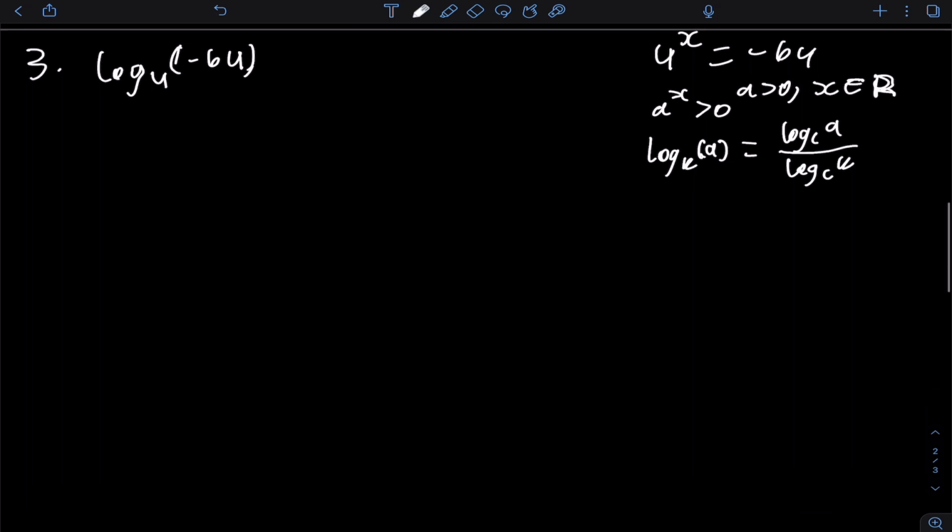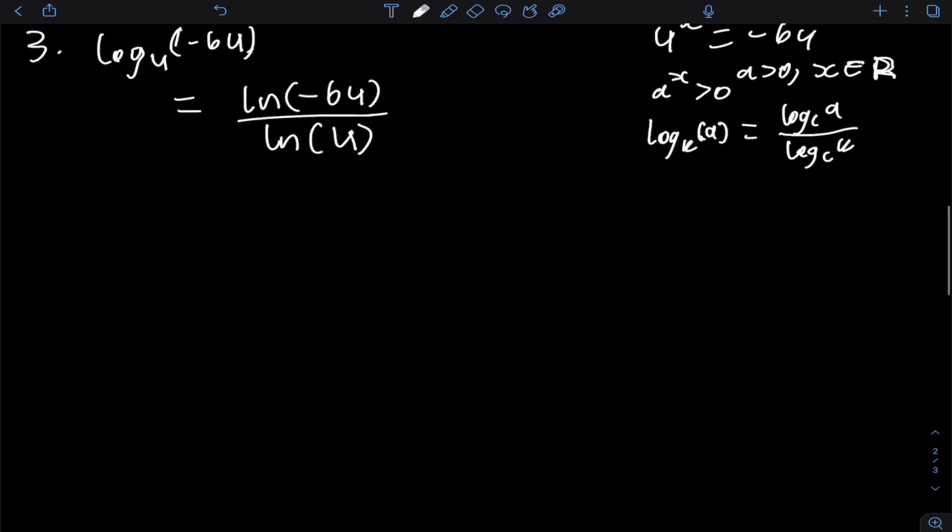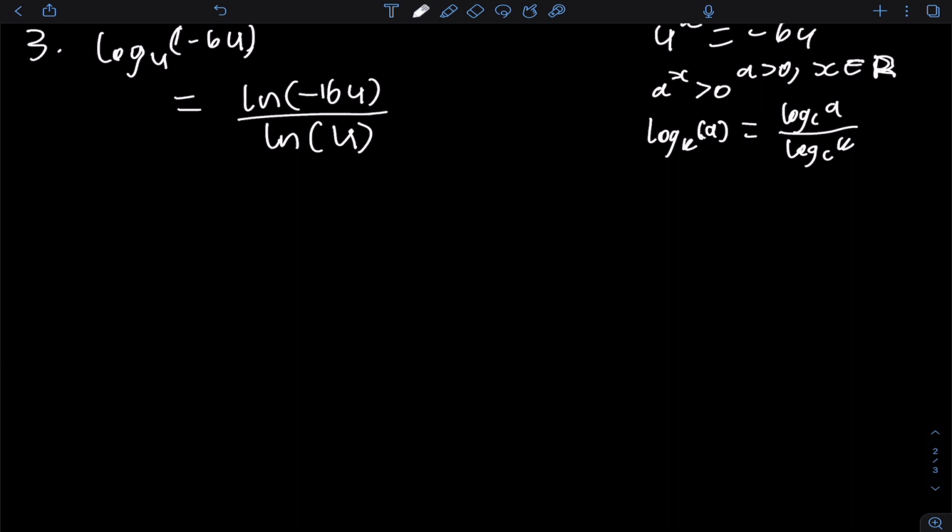So we can see that this is equal to, assuming that we've done our change of base and shown the working, the natural log of -64 over the natural log of 4. Now, what we also know is that this is the same thing as -1 times 64.